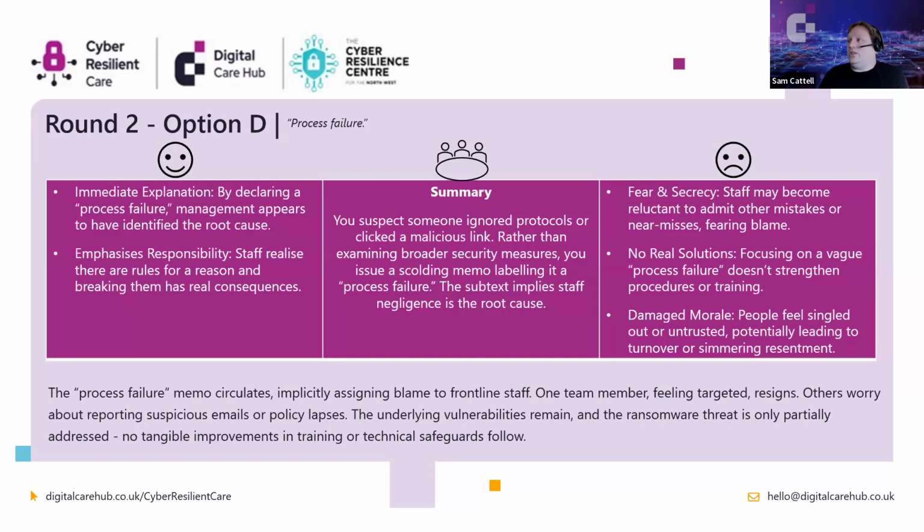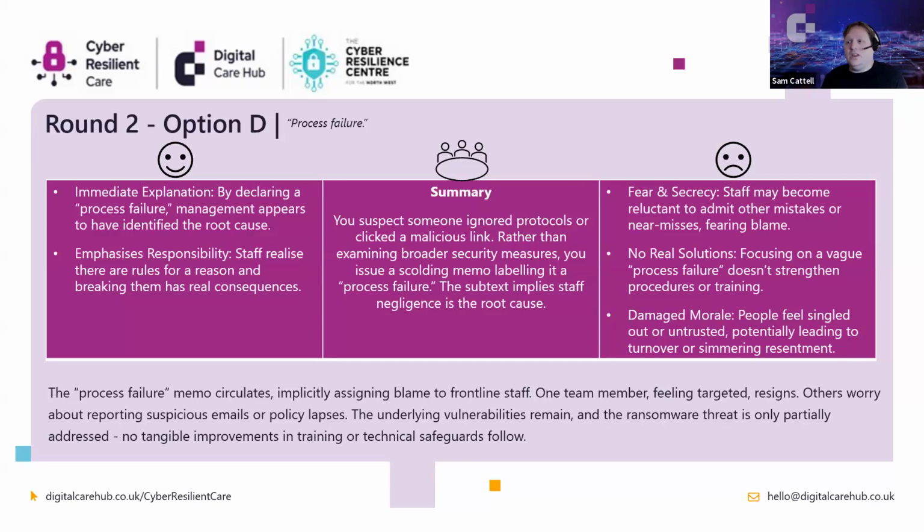Negatives, obviously, fear and secrecy. Staff may become reluctant to admit other mistakes or near misses, fearing blame. There's no real solution. Focusing on a vague process failure doesn't strengthen procedures or training, and damages morale. People feel singled out or untrusted, potentially leading to turnover or simmering resentment.